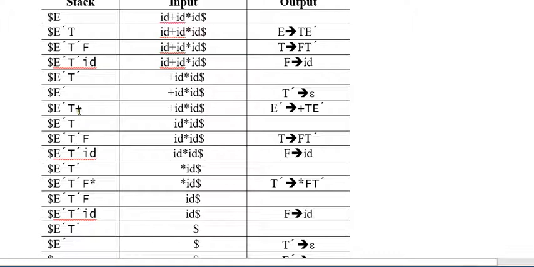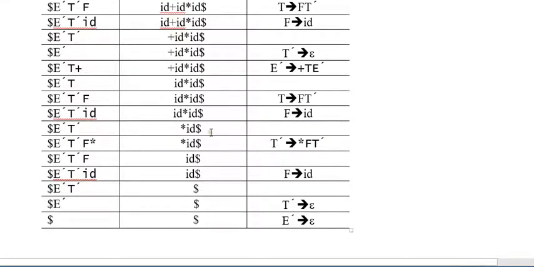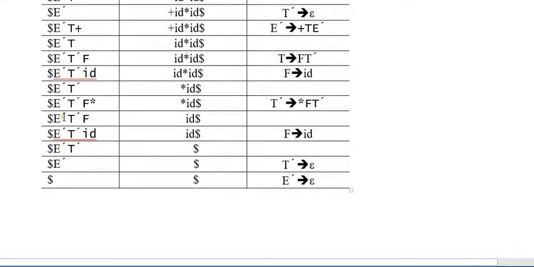Then moving on to the next, T will be replaced by F T', then F will be replaced by id, and then it will generate E' T' id. Then on both sides the id will be removed, and then the input symbol will be into id and $. Then T' is again replaced by F T' into, then into will be removed, and the stack will be E' T' F, and the input will be id and dollar. Then F will be replaced by id, then on both sides id is cancelled. Then the stack will be E' T' and input will be null with a dollar symbol.